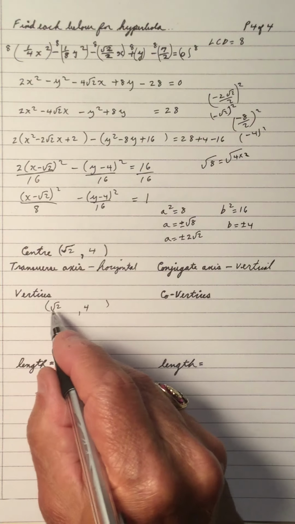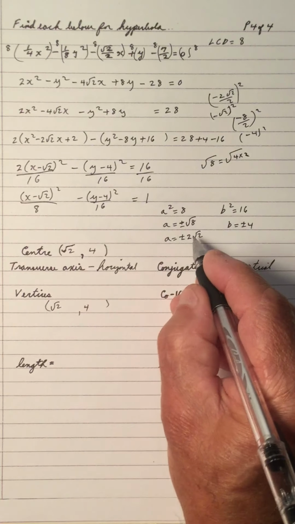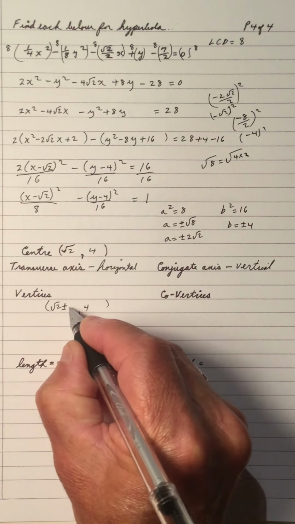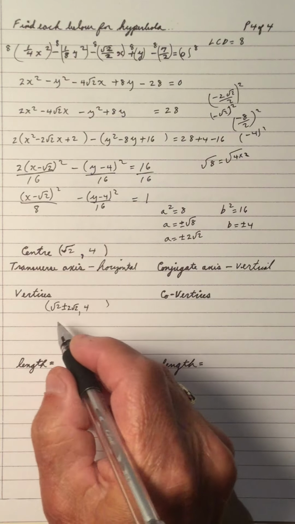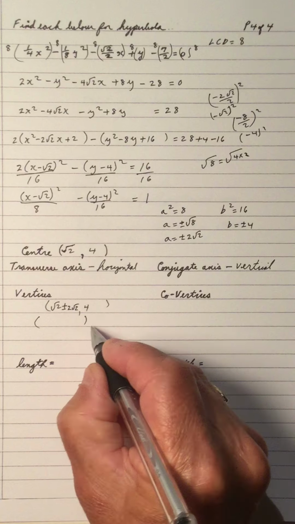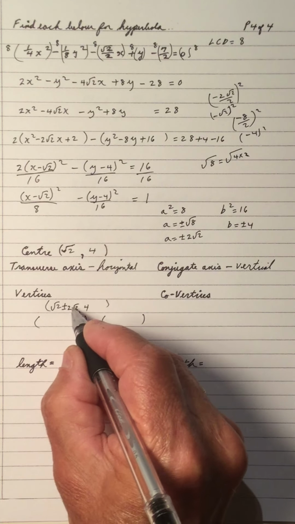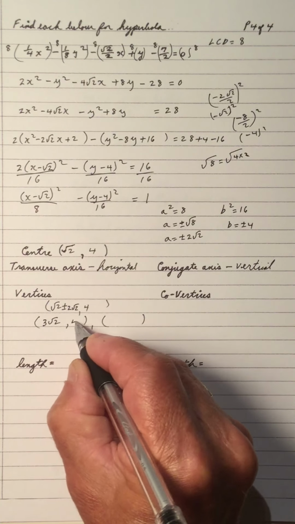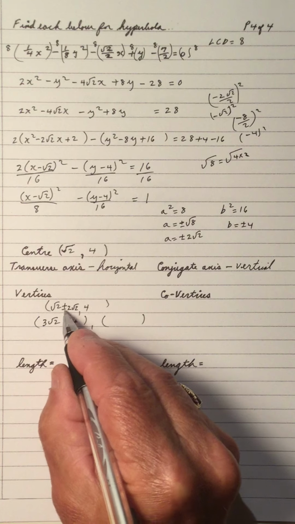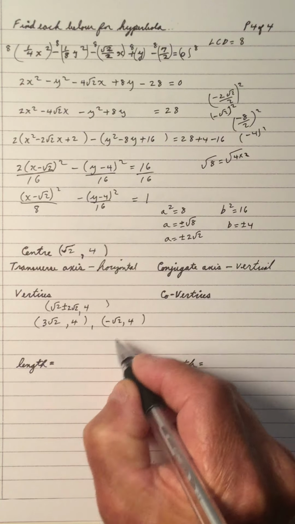So there's the vertices. Now I have to add, because it's horizontal, I add the A value, which is plus or minus 2 root 2 to the x. And so one of them, let's get one of the vertices, is root 2 plus 2 root 2 is 3 root 2 comma 4. Root 2 subtract 2 root 2 is a negative root 2 comma 4.